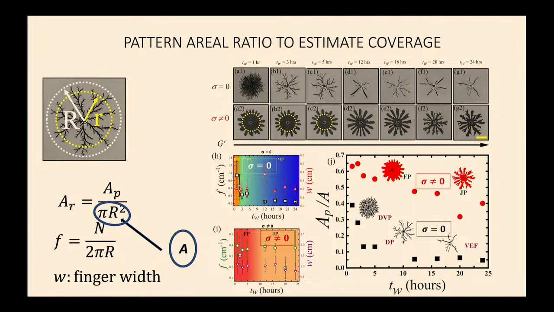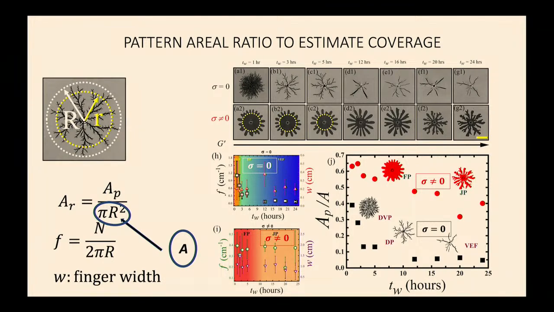Okay, and of course there are the usual things to calculate, which is the finger frequency. So these are the number of fingers within an annulus at the edge of the pattern, and of course the finger width, which is the width of the individual fingers. And then here is all our data. So this is all our surface tension 0 data.